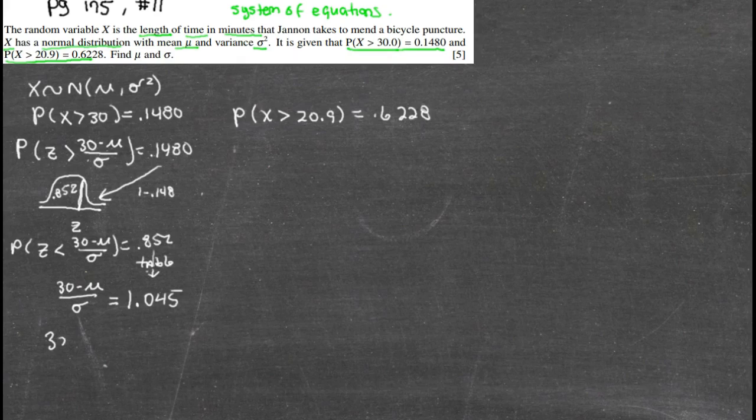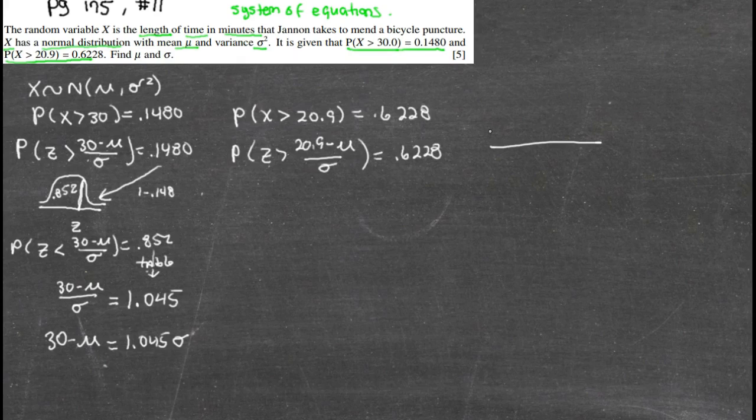All right, so now all we've got to do is multiply by theta on both sides. And let's go look at our other one. We're going to do the same thing. We know we have to standardize this, make it a Z. So that's going to be 20.9 minus the mean we don't know, divided by the standard deviation we don't know.